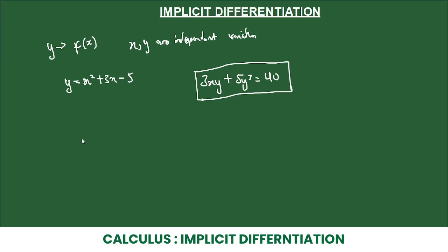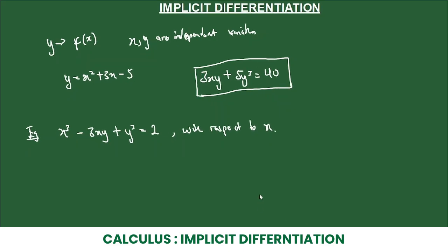Let's look at an example here, right? Let's say we have x cubed minus 3xy plus y cubed equals 2, right? And we have to differentiate this with respect to x, right? How are we going to do that?